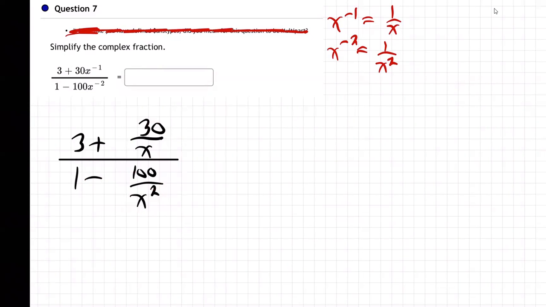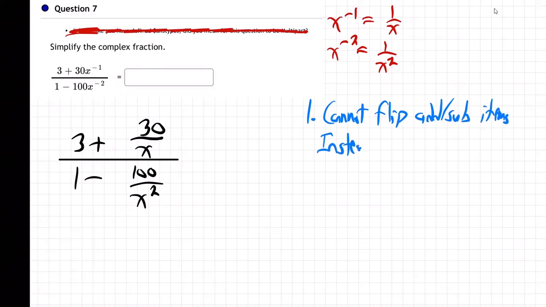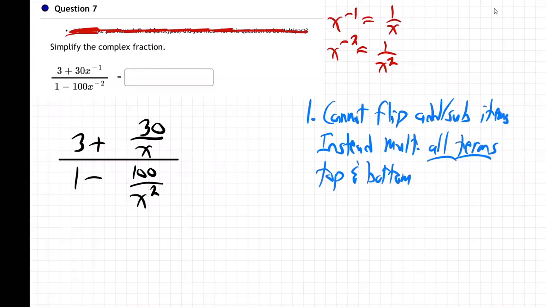I think you know that. So I went ahead and quickly answered that question. In the interest of time, you cannot flip added, subtracted items, right? Well, what do you do then? Instead, you multiply all the terms, and that's an important part of this puzzle. All the terms, top and bottom, by LCD over 1. And then what is the LCD?